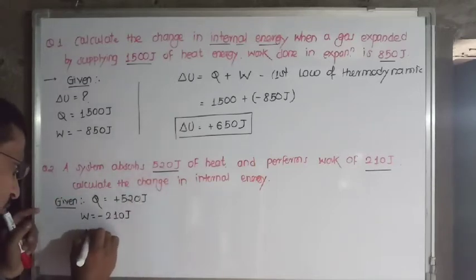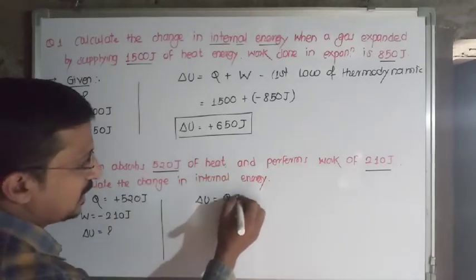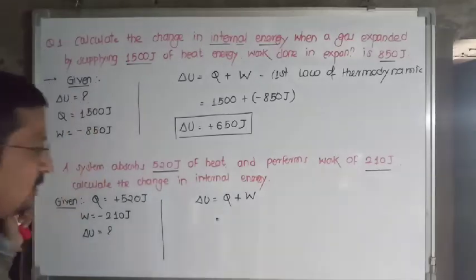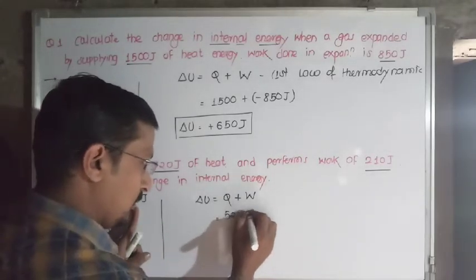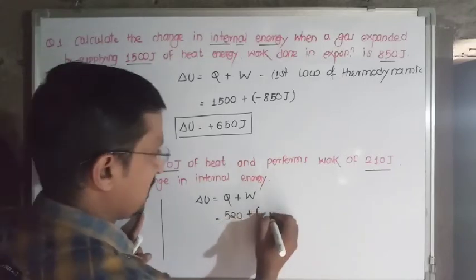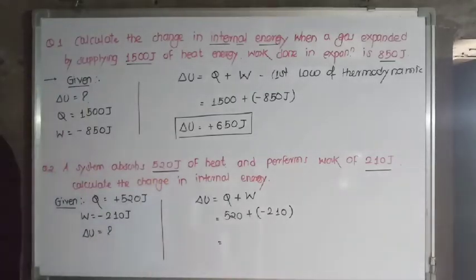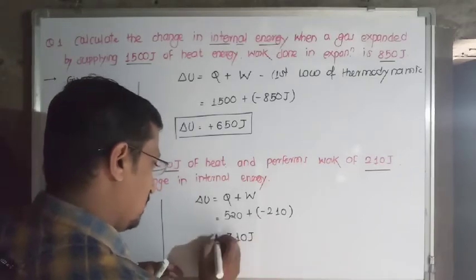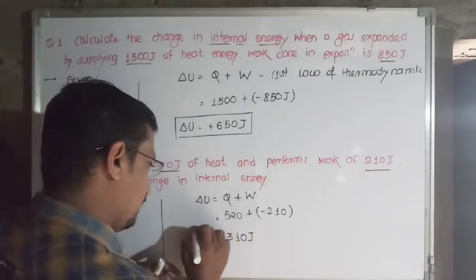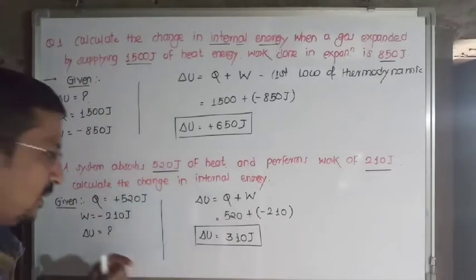Again the same question. Delta U is equal to Q plus W. Q is 520 joule plus, and work is minus 210 joule. Plus and minus gives minus, and the overall sign comes out positive. So it comes out to be 310 joule. This is the delta U, the change in internal energy.